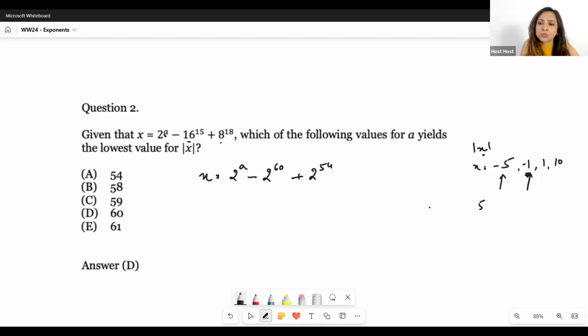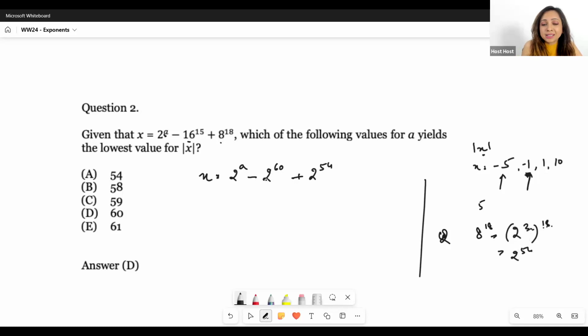I hope you understand how we are using these. If I say 8 to the power 18, that is nothing but 2 cube and the whole thing to the power 18. Because this entire 8 is to the power 18, I'll get 2 to the power 3 into 18. The two of them will get multiplied, so I'll get a 54. That's how I've got these.